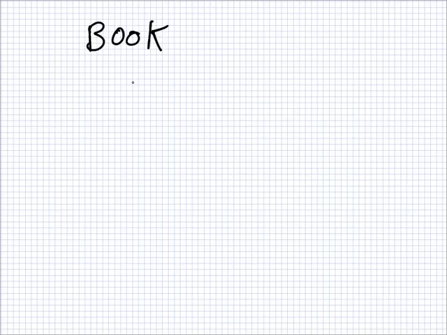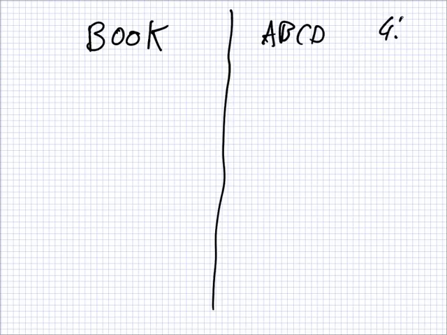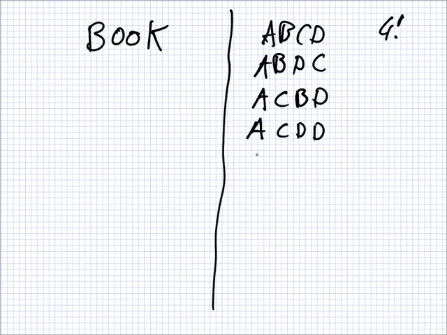Now the reason is, if you look at the word book, let's take something where it is 24, like A, B, C, D. 4 factorial is 24, isn't it? So this is the first one, and then we could have A, B, D, C. Oh, hang on now, this is so easy to get screwed up. A, B, D, C. A, C, B, D. A, C, D, B. A, D, B, C. A, D, C, B.